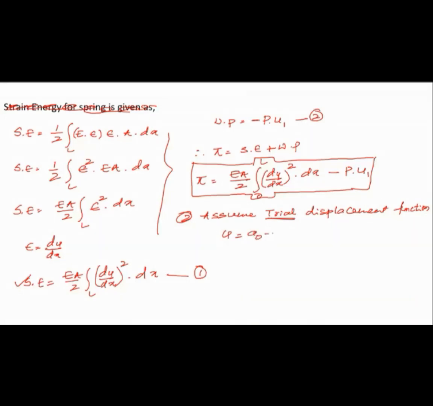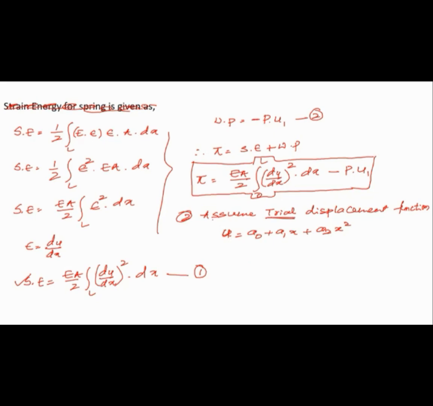So let us consider a naught plus a1 x plus a2 x square. This u is the polynomial function I am going to assume as my displacement function up to second order, that is a2 into x square. If I am not getting the desired equation, then I have to increase one more step, that is plus a3 into x cube. Okay, so let us go with up to second order. Usually up to second order you will get the desired equation. If it is not so, you have to increase one more step.